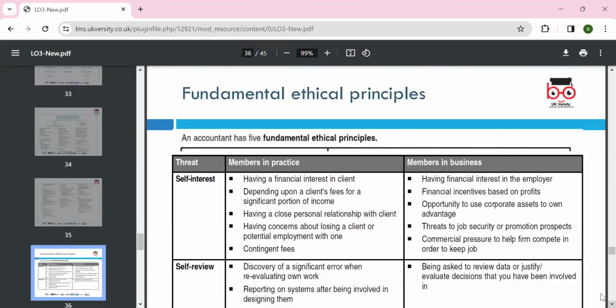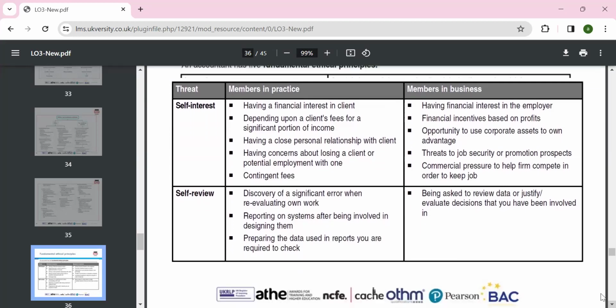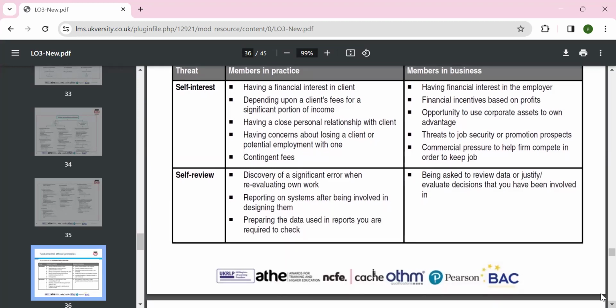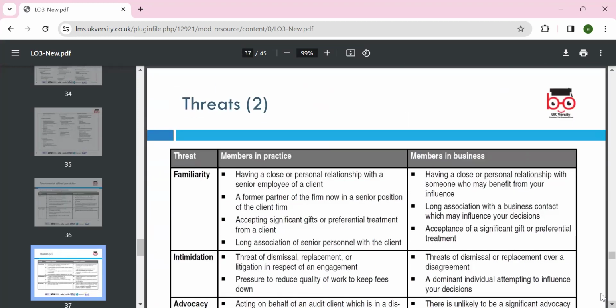Okay, then fundamental ethics that lead to compromising our professional code of ethics. Self-interest: either you're a member in practice or a member in business, we need to look at having a financial interest in a client. Depending on the client, if fees are a significant proportion of your income, maybe you're not working in the client's best interest, because the client can move elsewhere. We never charge contingent fees. Self-review, checking your own work, as in audit, can compromise our professional ethics.